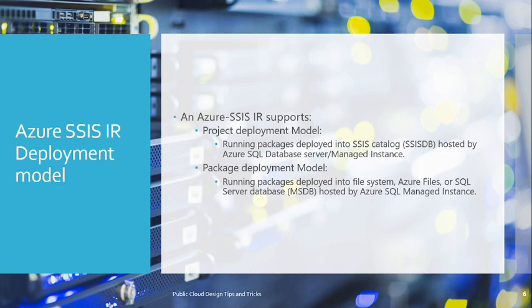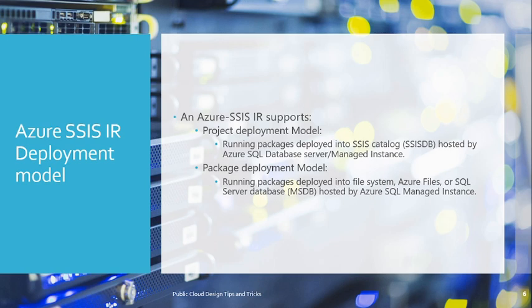Now, Azure SSIS IR deployment model. There are two types of deployment models supported in Azure with SSIS IR. One is project deployment model, second is package deployment model. Project deployment model is nothing but running packages deployed into the SSIS catalog, that means SSISDB, hosted by Azure SQL database server or managed instance. That means it is inside your database server or managed instance.